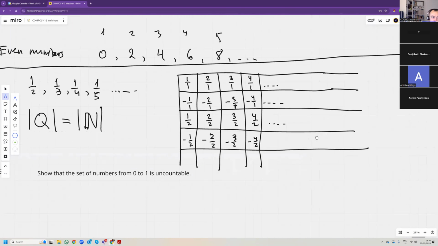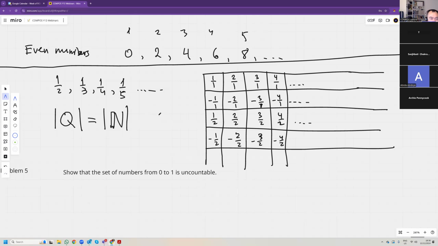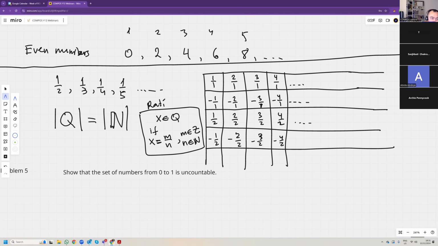Do you remember the definition of a rational number? X belongs to Q if x is m over n, where m is an integer and n is a natural number. That's the definition of a rational number. So basically they're all fractions. Just write 0 here, and then just start numbering them.